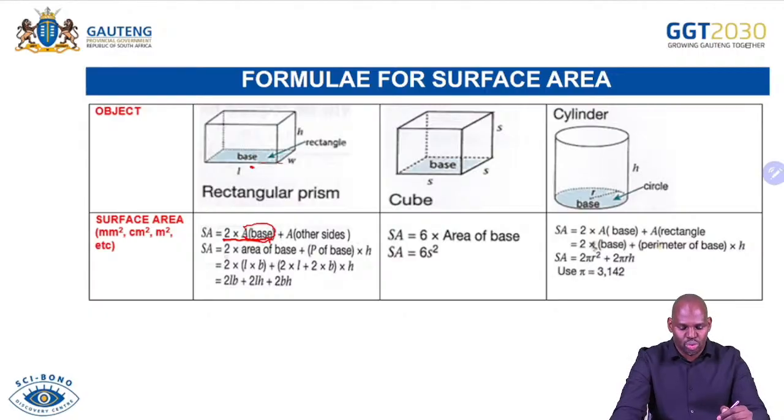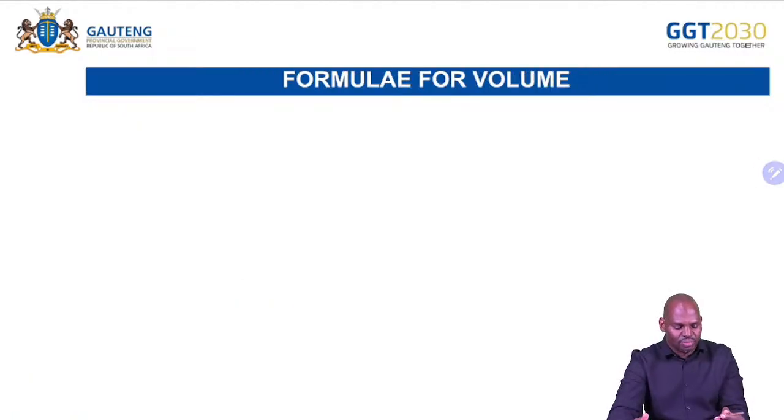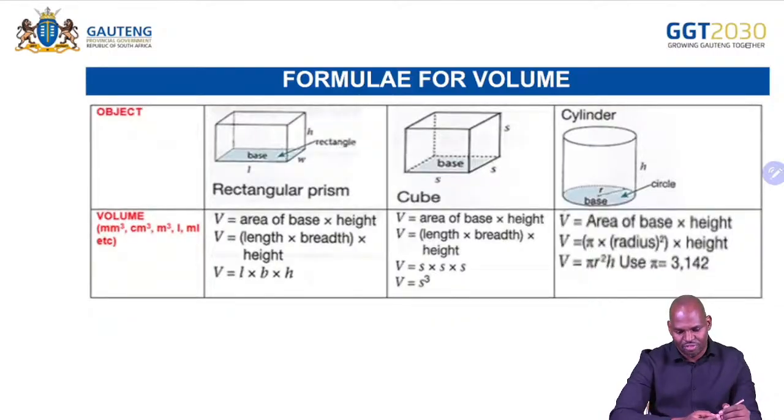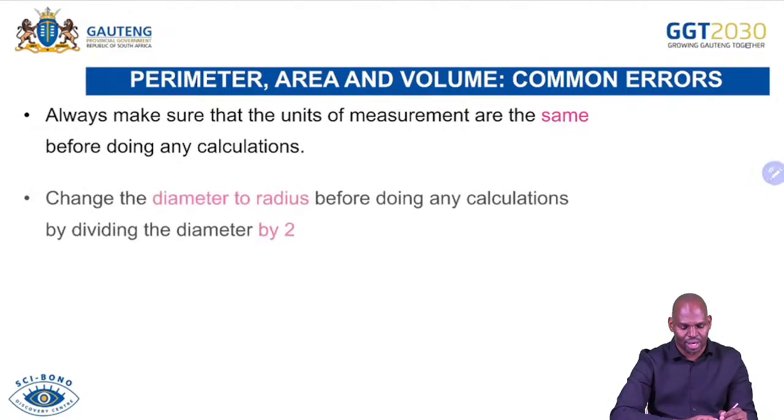And then there we've got 2 times length times breadth plus 2 times length, 2 times breadth, and then multiply by height. So in the end, if you simplify it, you get, okay, let me take you back.